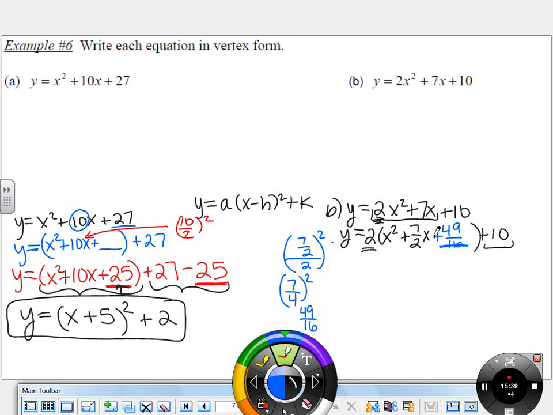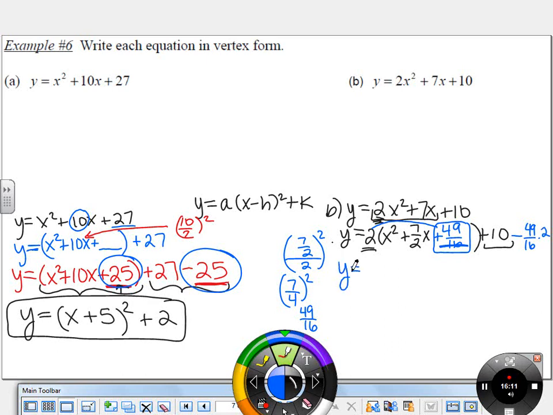Now remember, it looks like I've added 49 over 16. That's what it says in blue right here. But that's not the true amount that I've added to my equation. I've really added 49 over 16 times 2. So just like in this last example, when we added 25, we had to subtract 25. We have added 49 over 16 times 2, so we need to subtract 49 over 16 times 2 also, okay, to make the equation balanced so we haven't actually changed the value.